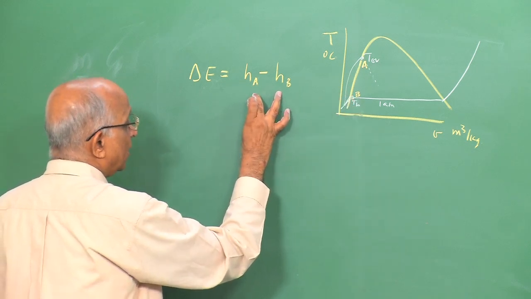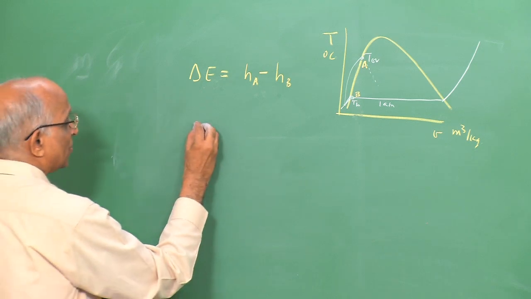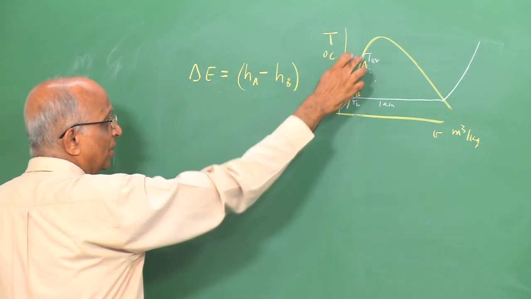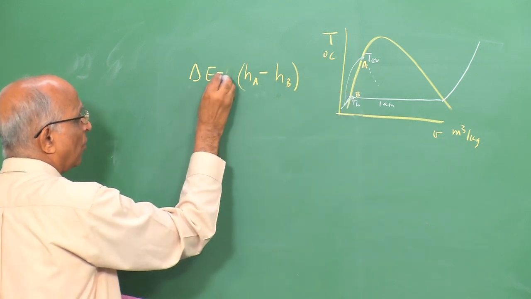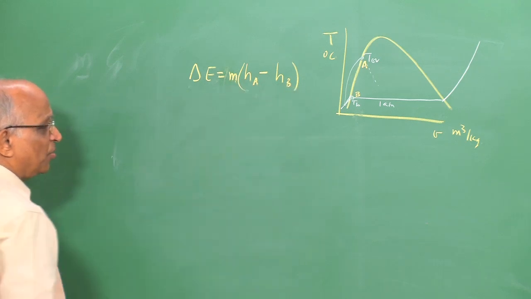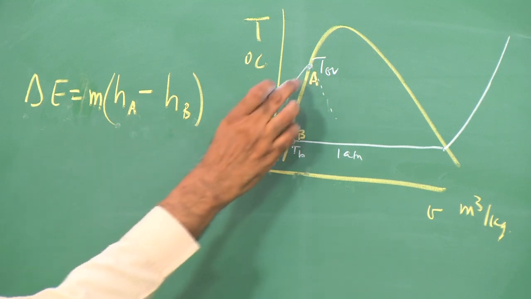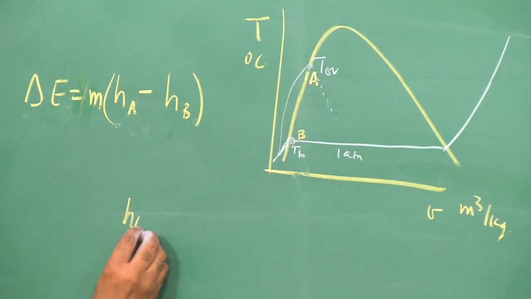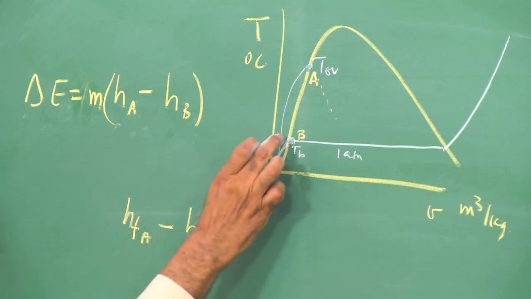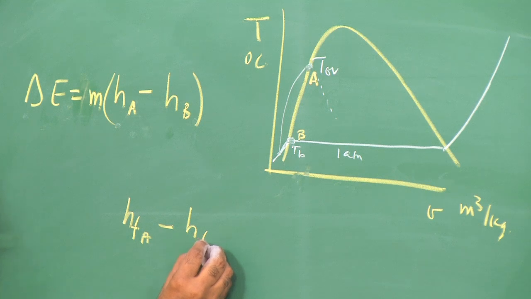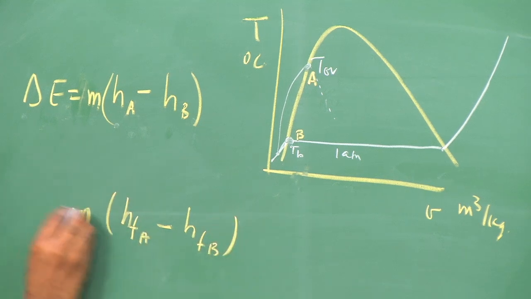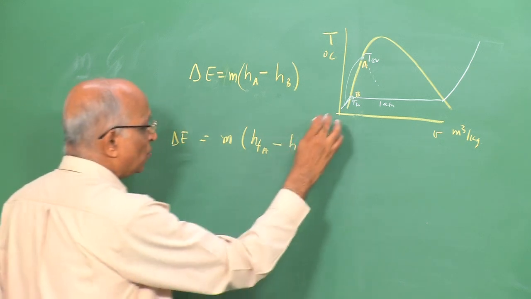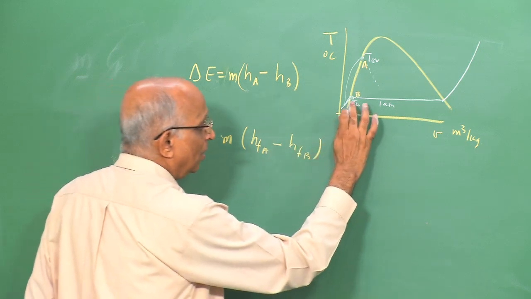This is the heat content per kilogram, or rather, if I have mass equal to M, the total energy, that is the excess energy over here compared to this, which it wants to get rid of, is equal to M into HA minus HB. If I talk of HA, well, it is a liquid, and for liquid we say HF at state A, minus HF, this is again water fluid at temperature B, into M, which is equal to the excess content. Now, when this excess energy is there, what does it do?